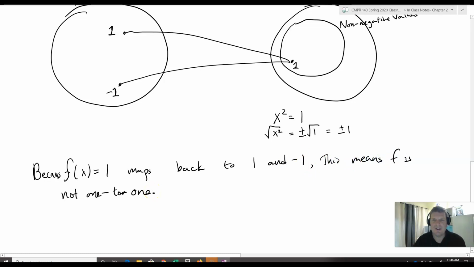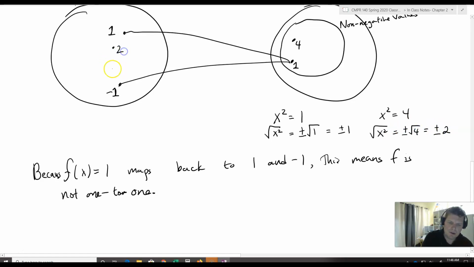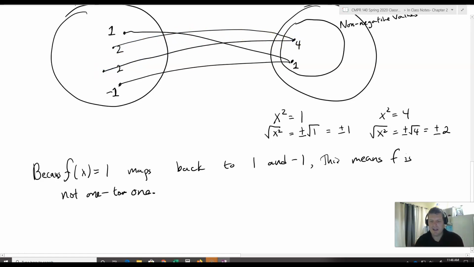And we can actually see that. Let's choose a different number. We'll choose, say, for example, 4. If I take x squared equals 4, then I'm going to take the square root, and that's going to equal plus or minus the square root of 4, which equals plus or minus 2. So here's 2, and here's negative 2. And there we go. 4 maps back to 2 and negative 2. That also indicates to us that it's not one-to-one.